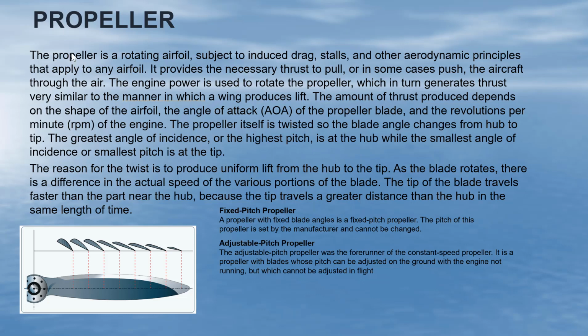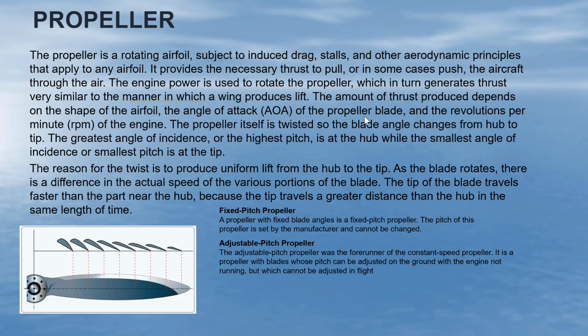In today's lesson, we're going to cover the propeller. The propeller is a rotating airfoil subject to induced drag, stalls, and other aerodynamic principles that apply to any airfoil. It produces the necessary thrust to pull, or in some cases push, the aircraft through the air. The engine power is used to rotate the propeller, which in turn generates thrust very similar to the manner in which a wing produces lift.